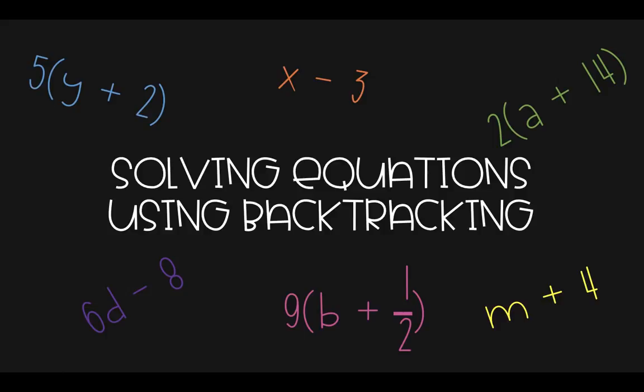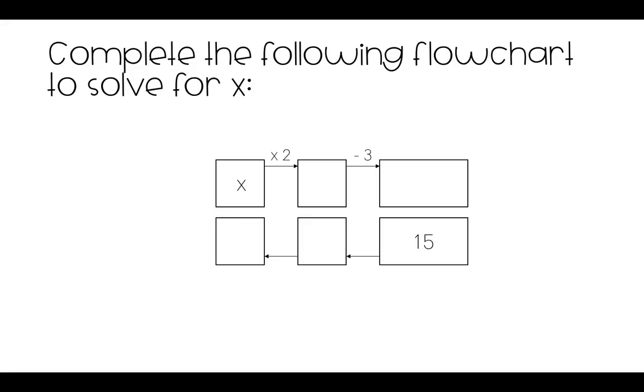In today's lesson we're going to look at solving equations using backtracking. So this is essentially using our flowchart in order for us to find out what the pronumeral equals. So let's complete the following flowchart to solve for x. The first thing we're going to do is build the expression. So x times 2 gives us 2x. And then we're going to take away the 3, gives us 2x minus 3.